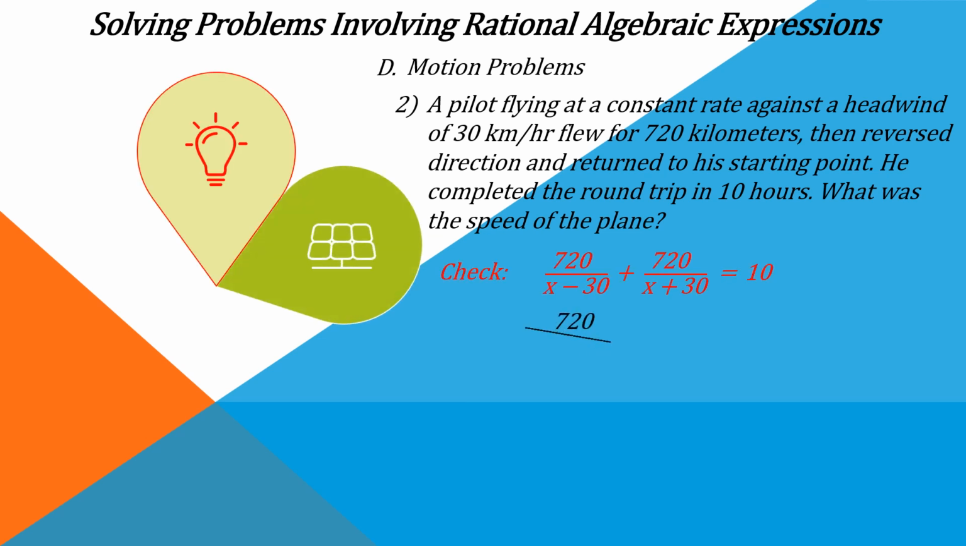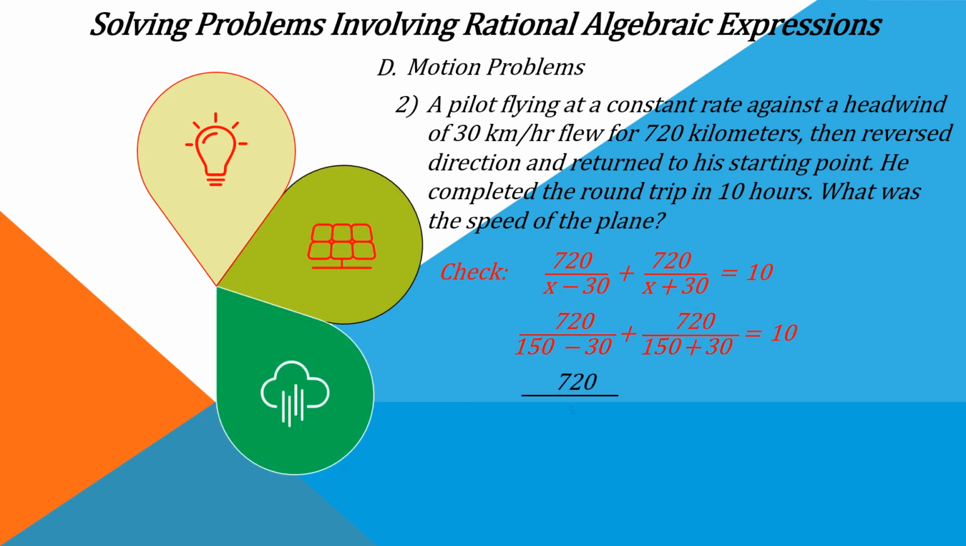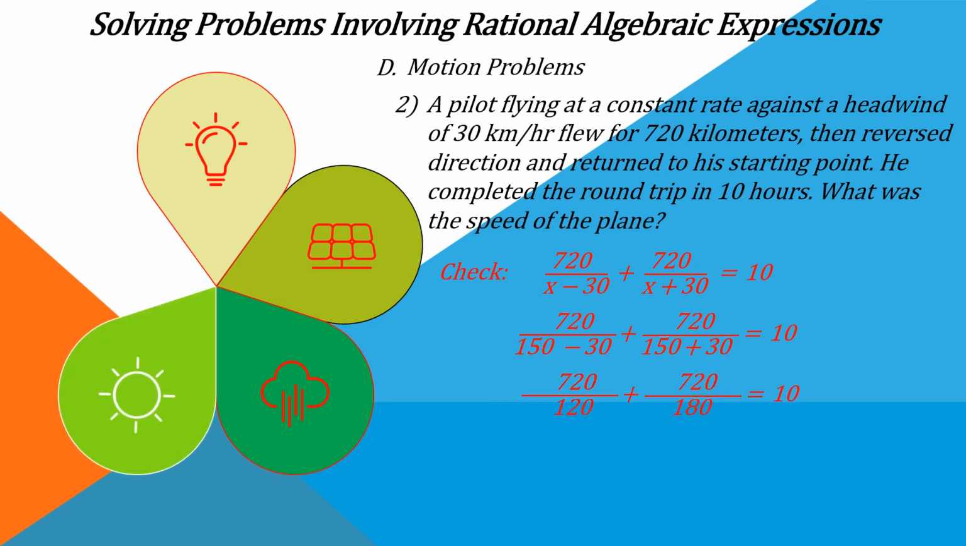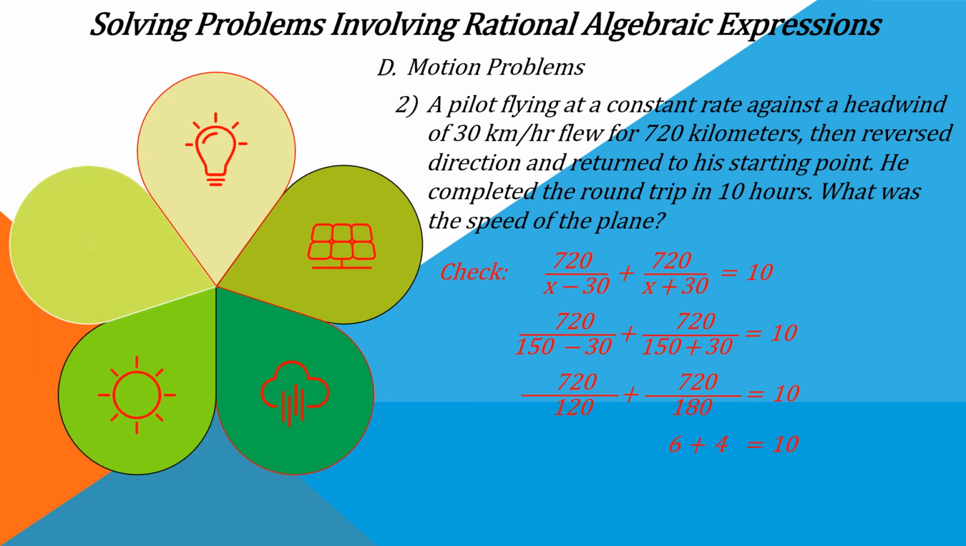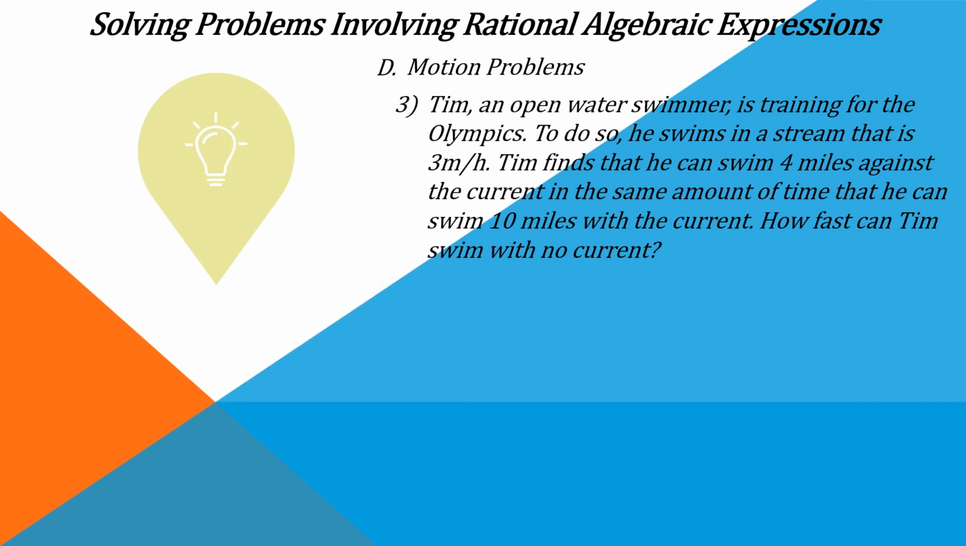Simplifying, substitute the value of x. 750 over 150 minus 30 plus 720 over 150 plus 30 is equal to 10. And this is 720 over 120 plus 720 over 180 is equal to 10. And we have 6 plus 4 is equal to 10. Simply, 10 is equal to 10. Therefore, our answer is correct. Let us go to example number 3.